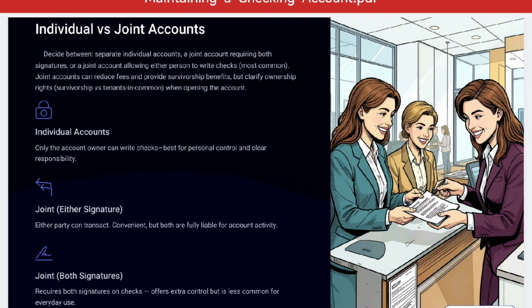The third one is joint, both signatures. It requires both signatures on a check, offers extra control but is less common for everyday use. It is also known as an AND joint account. This requires all account holders to sign every check or approve every major transaction together. It provides maximum security and dual control, but it is less convenient for daily expenses because both people must be present or agree on every payment.